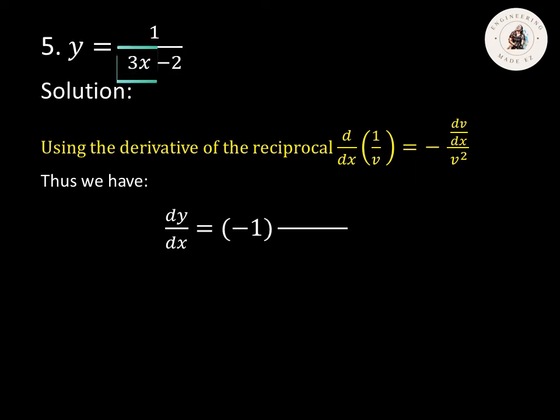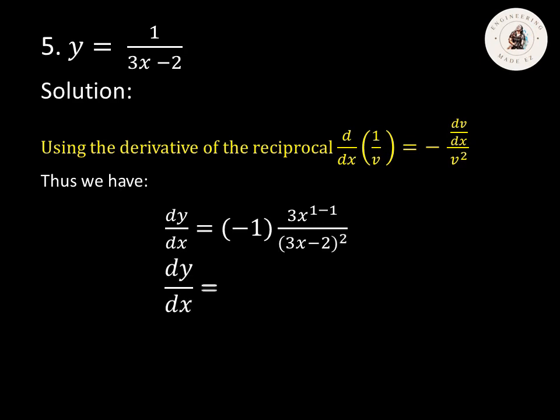For 3x, we're going to apply the derivative of the nth power. So we have 3 multiplied by x raised to the power of 1 minus 1. For negative 2, since it is a constant, the derivative of a constant is 0, so that's why we did not write anything here, because it is equivalent to 0. Next is our v squared. Since our v is equivalent to 3x minus 2, we have 3x minus 2 squared.